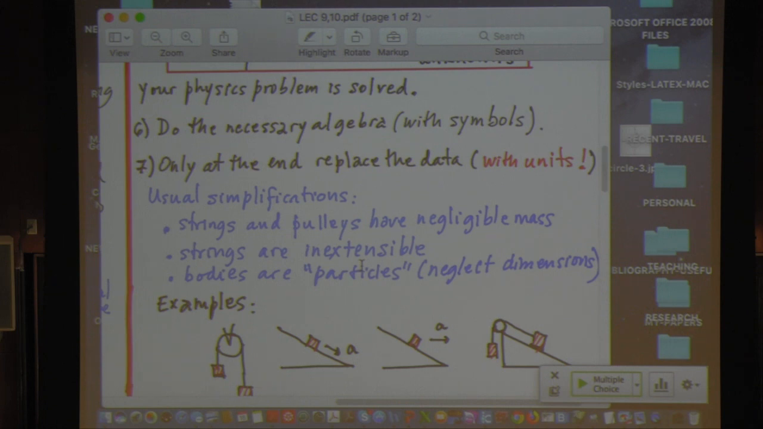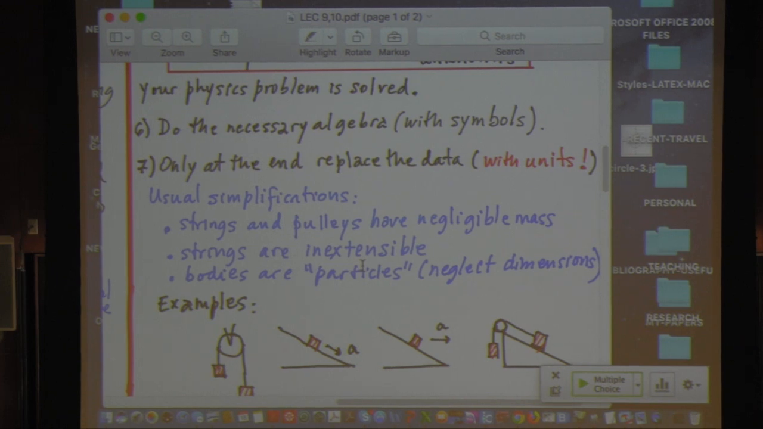We are going to release some of those later on. Later on, we are going to have pulleys with mass, and they rotate and things like that. But for the time being, they are negligible mass. The strings are inextensible. So if I have two bodies accelerating and connected by a string, the string doesn't extend, and therefore the acceleration is the same, the velocity is the same for the two bodies. They are linked in that manner.